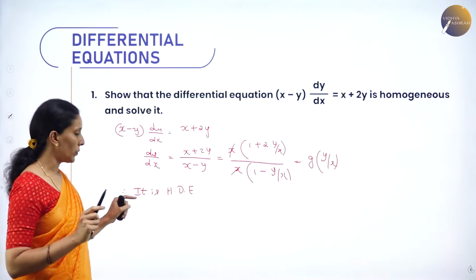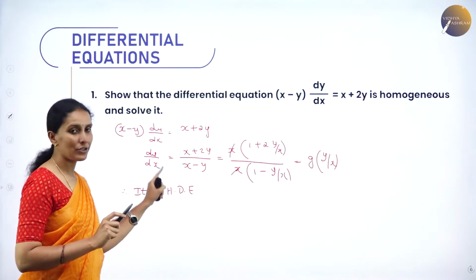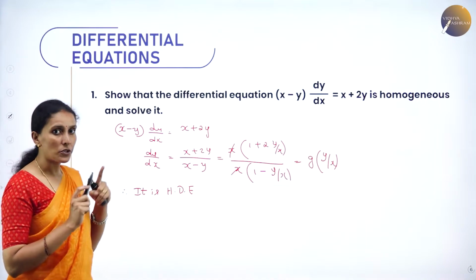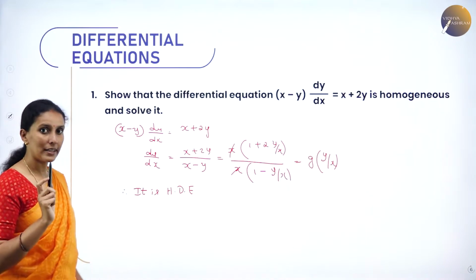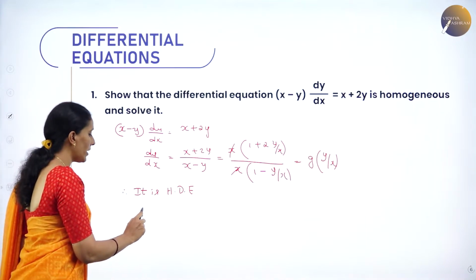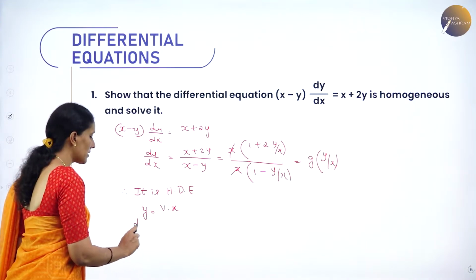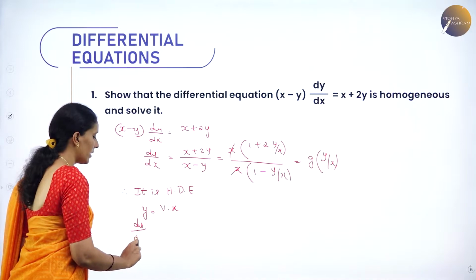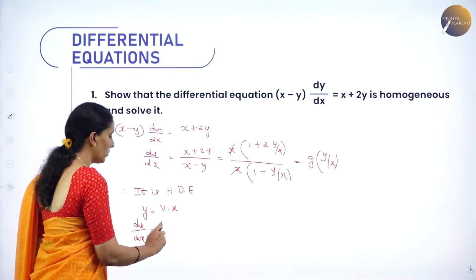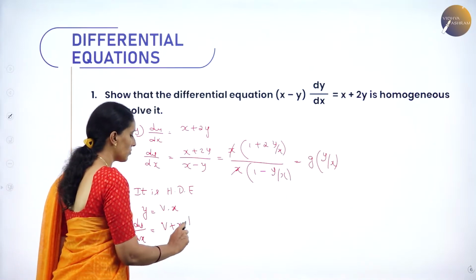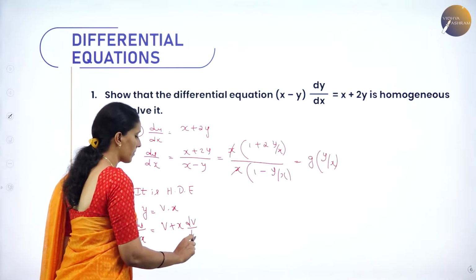So once you have shown that it is a homogeneous differential equation, we make a substitution for dy by dx, that is, we'll take y is equal to v into x. Then what happens when you differentiate it? dy by dx is equal to v plus x into dv by dx.